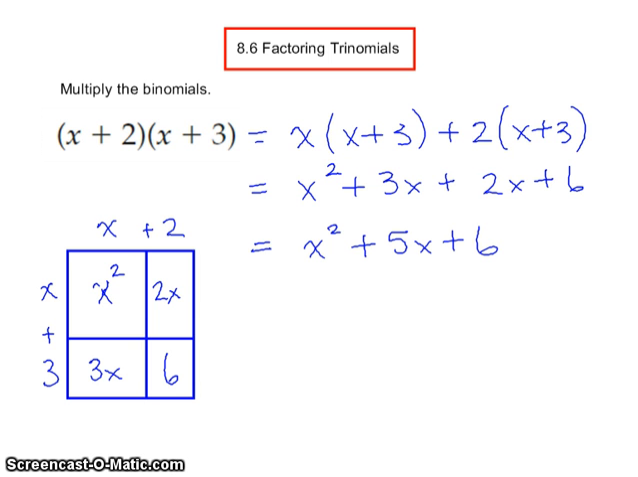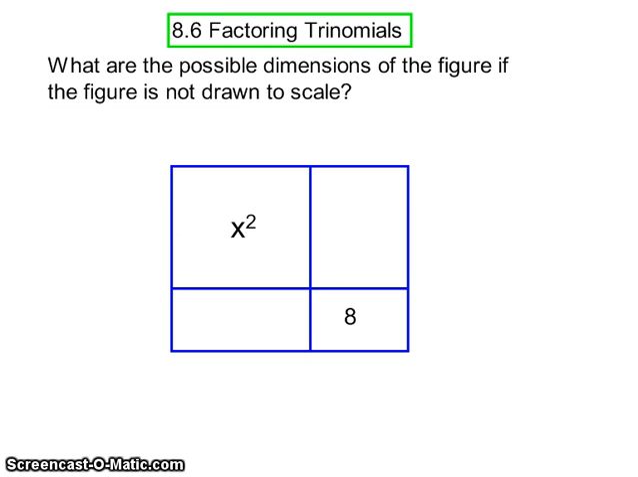So as we factor trinomials, we're actually going to start with the trinomial, like x squared plus 5x plus 6, and go backwards to our two binomials. So let's see what that looks like. What are the possible dimensions of the figure, and notice the figure is not drawn to scale? So what could we put in this box here and this box here?